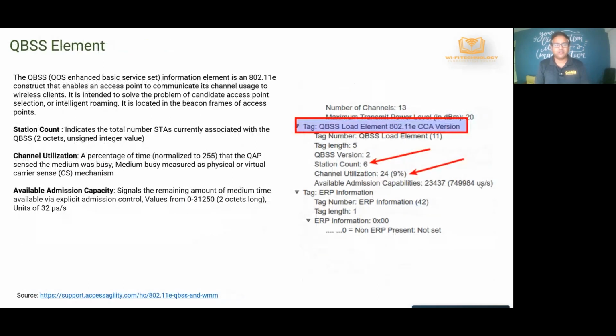There's also something called the QBSS element that is part of 11E, where when the client is connecting to the access point, the AP will advertise its load parameters in its beacons, right? It will tell that I have so many clients connected to me right now, and I have so much medium utilization, right? So when the client is connecting to the AP, it can make a decision based on that.